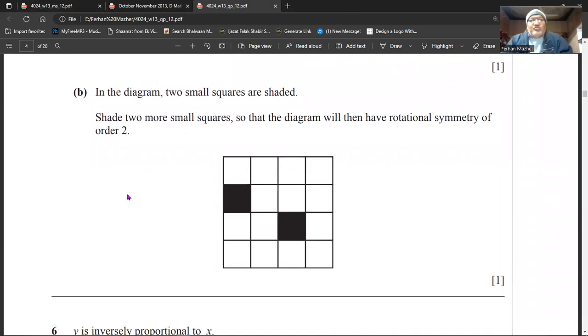In the diagram, two small squares are shaded. Shade two more small squares so that the diagram will have rotational symmetry of order 2. So with rotational symmetry of order 2, you will make a fan which will have two blades, and they will be at an angle of 180 degrees to each other. So shade this and shade this.